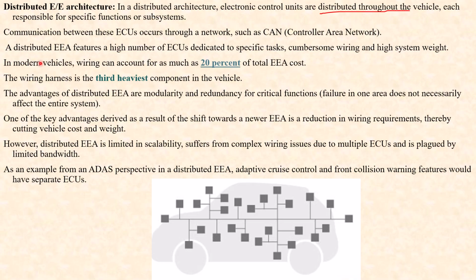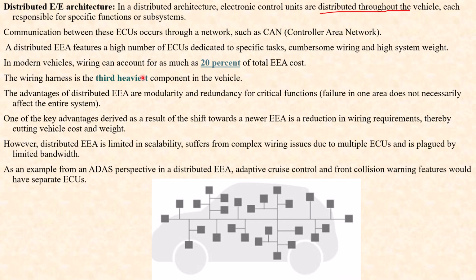Now a distributed EEA features a number of ECUs dedicated to specific tasks, cumbersome wiring and high system weight. Now this is something I briefly touched upon in the previous video, where I told you that this distributed electronic and electrical architecture, this is the acronym for it, EEA, features a high number of ECUs, and because of the entire distribution along the car, very cumbersome and complex wiring, and it also leads to high system weight.